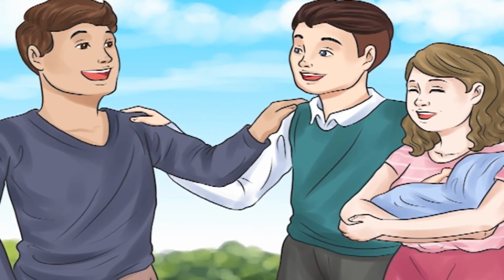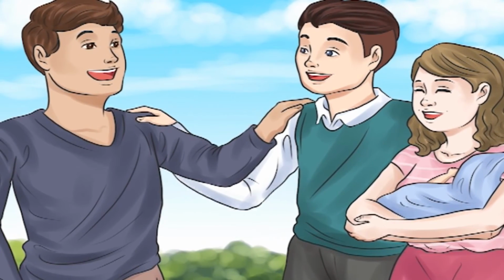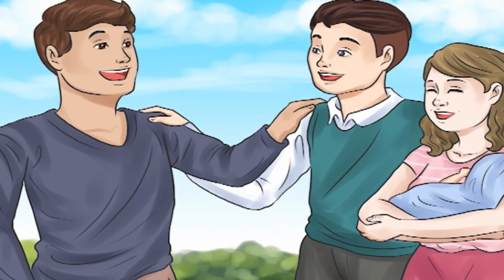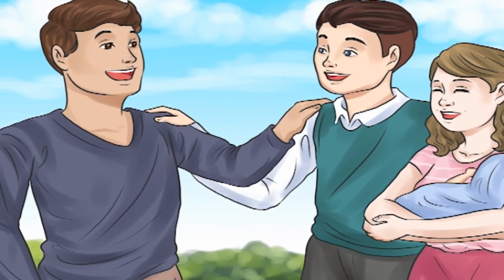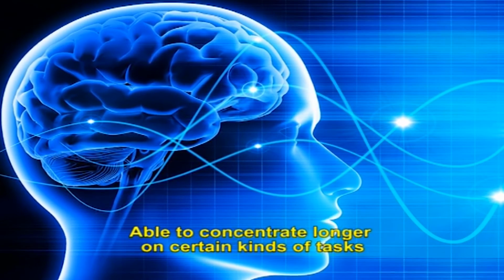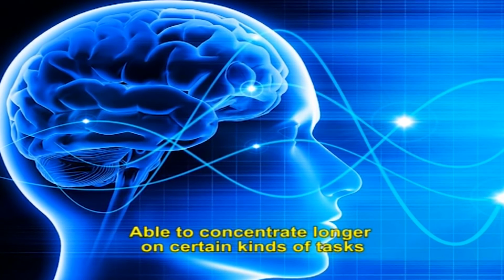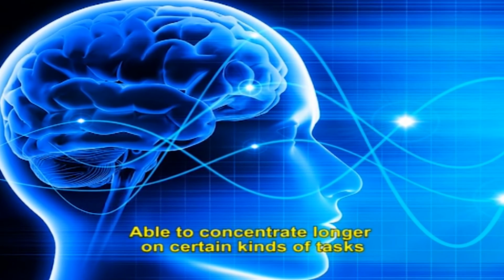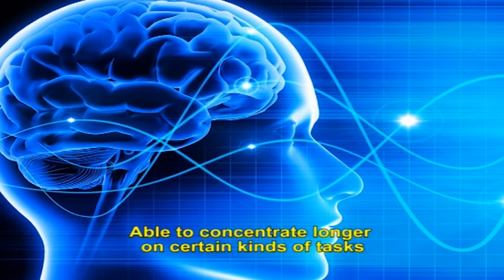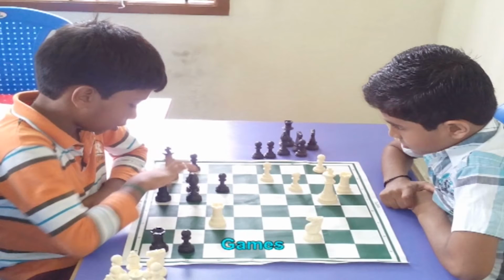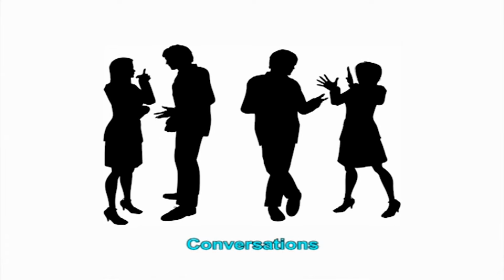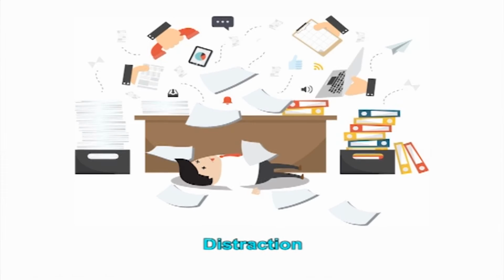Some people struggle to remain focused on conversations without becoming distracted. Those people actually lack span of attention. A person's attention span varies with context and the type of task. Some people are able to concentrate longer on certain kinds of tasks such as games, reading or conversations than they focus on other types of tasks.